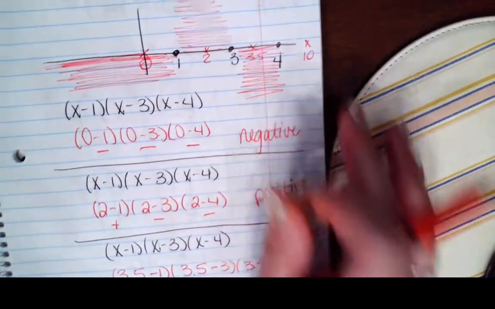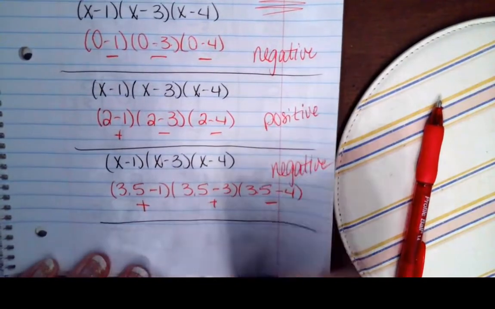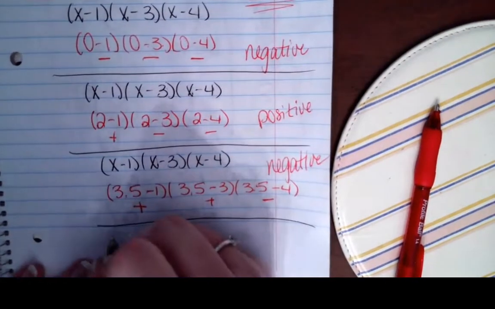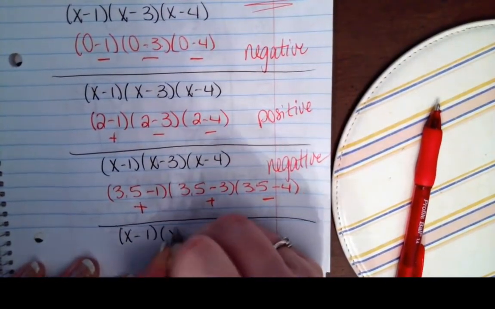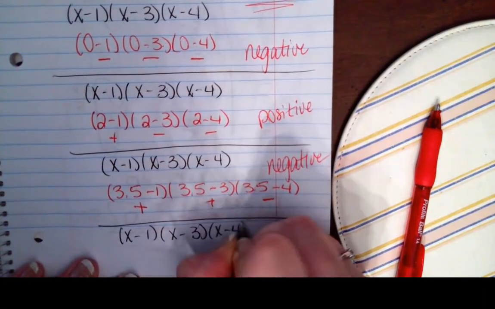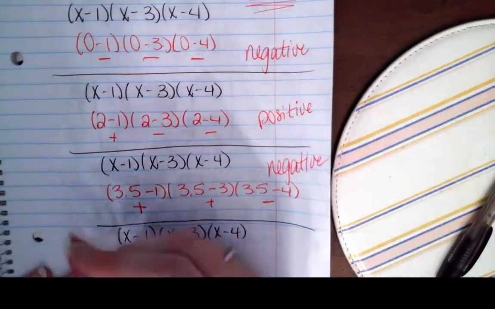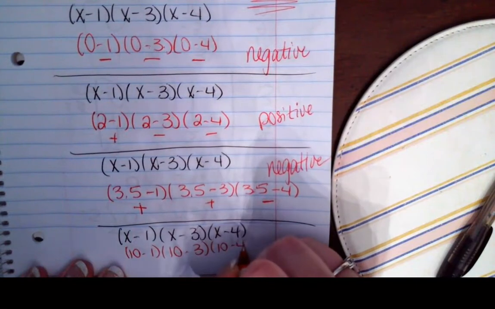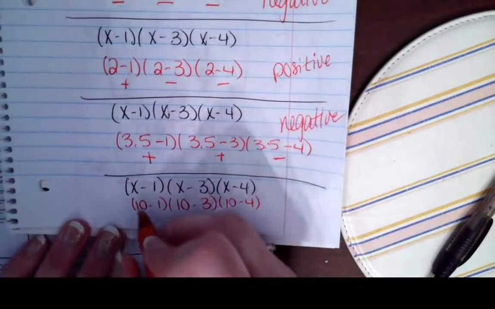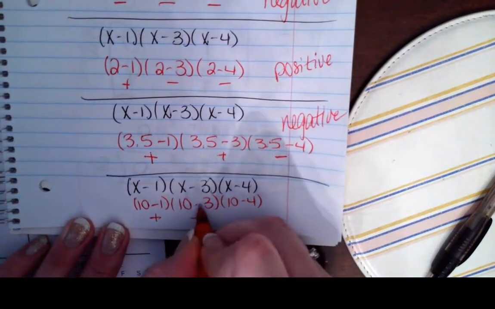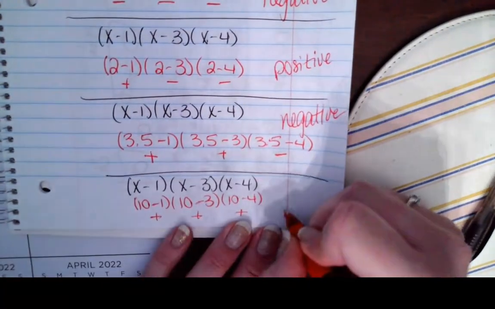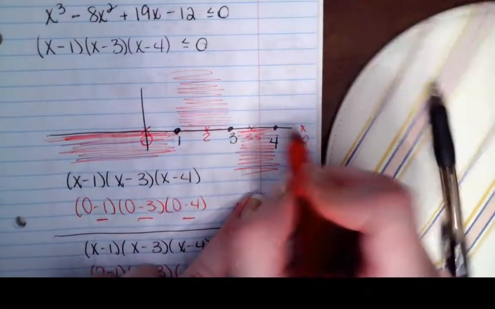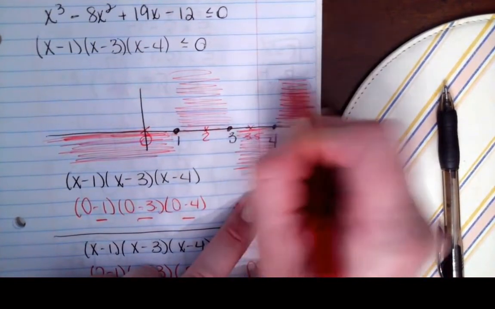And for my final interval, I'm going to grab 10. You could grab 1,000,000. I don't care. I like using 10 just because if I'm to the right of something, I can rapidly see the effect. So x minus 1, x minus 3, x minus 4. It's one of those numbers that I really don't have to think about. So 10 minus 1 is a positive, 10 minus 3 is a positive, 10 minus 4 is a positive. So positive times a positive times a positive gives me a positive, which means I'm going to be above for the rest of that interval.